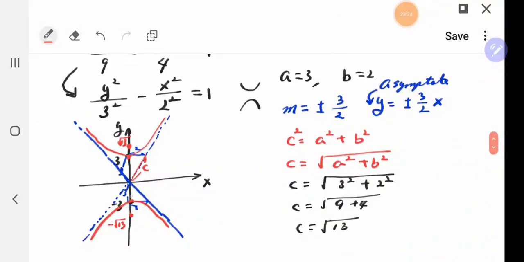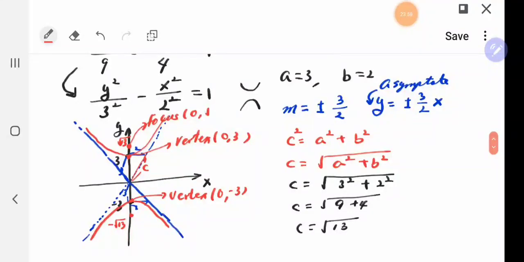Okay, so we can write the vertices. This vertex is x equals 0, y is negative 3, and this vertex is x equals 0, y is 3. And the foci: this focus is x equals 0, y is square root of 13, and this focus is x equals 0, y is negative square root of 13.